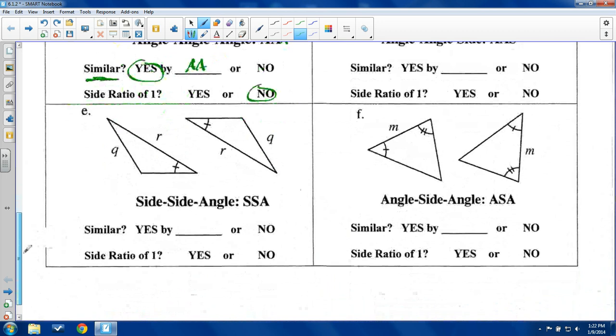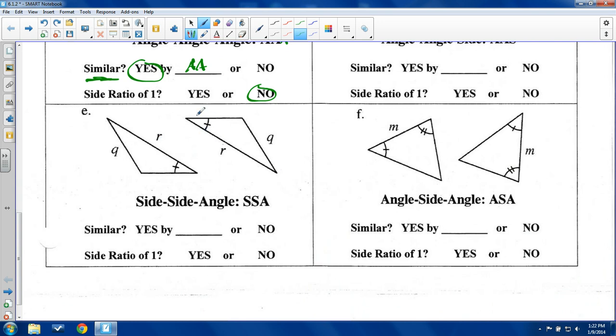Alright, moving on down. Okay, side-side angle. There's another way to write it if you reverse these letters here, and this is something that does not prove them to be similar or congruent. And here's kind of my defense as to why.